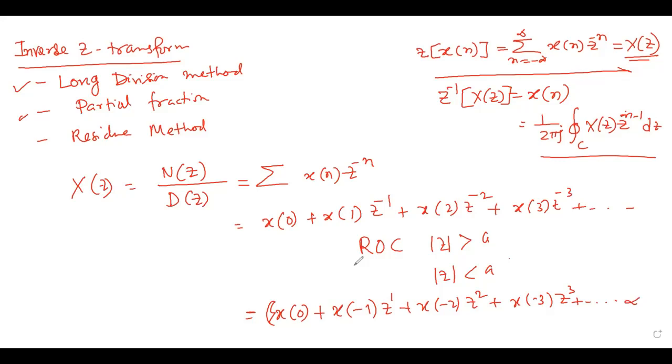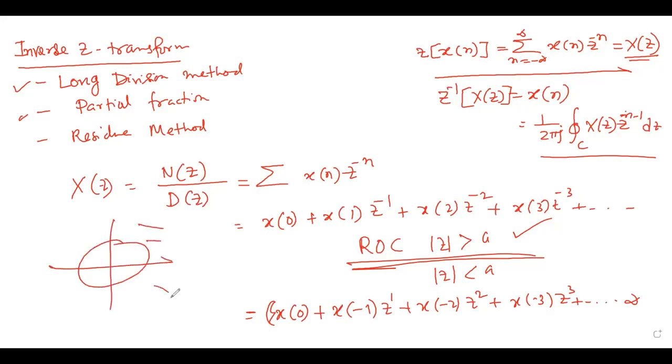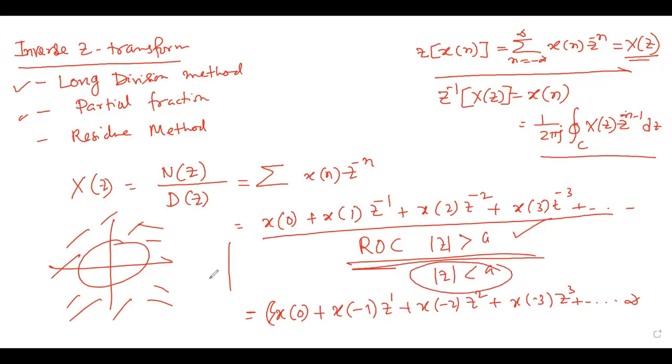Now for a right hand signal, the ROC is mod z greater than a, that is outside the circle. You remember we studied yesterday, outside the circle. So if it is outside, you have to write it in this form, for a right hand signal. And if the ROC is less than, that is the inner circle, you have to write it in this form. Did you understand? I will explain once more. I don't think you understood. You have to study.